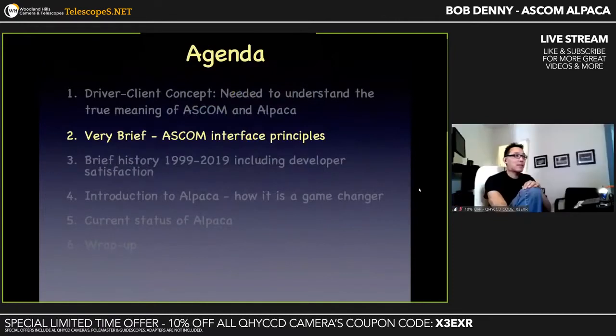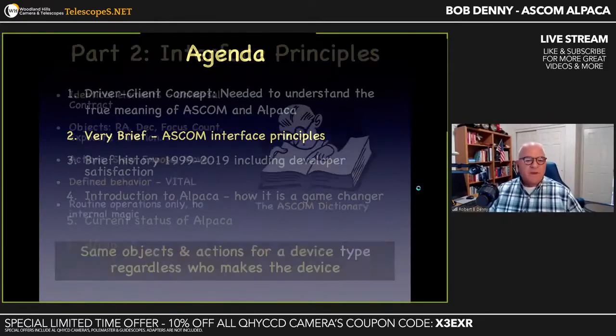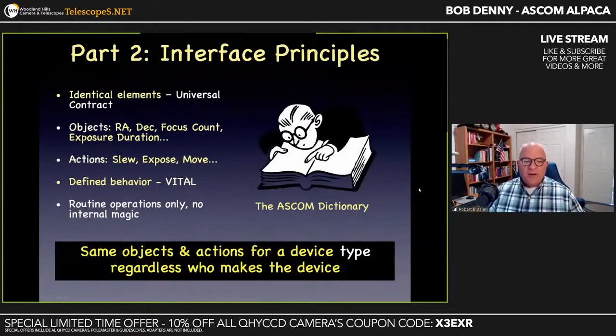The next thing I'm going to talk about is, well, okay, we've got these universal interfaces. What are their characteristics? What makes ASCOM what it is compared to all of the ways that you could do this? The key here is that the set of functions for a particular type of device, and I'm going to stay with mounts just as an example because that works.